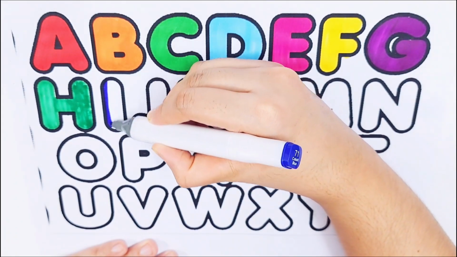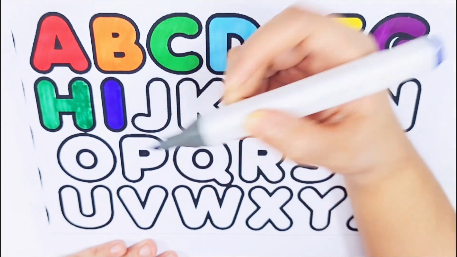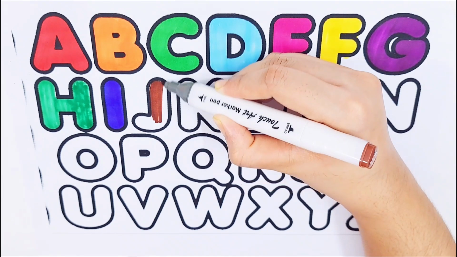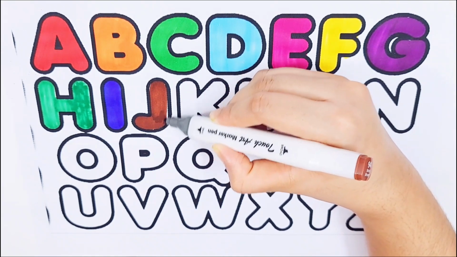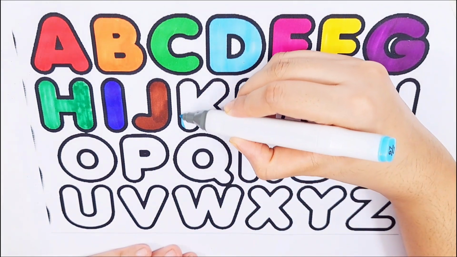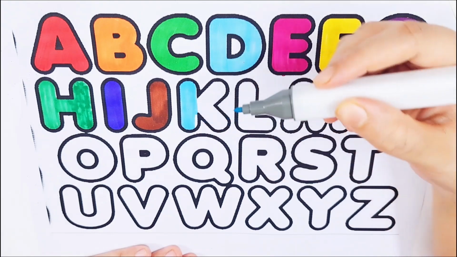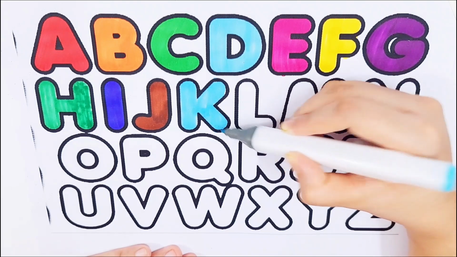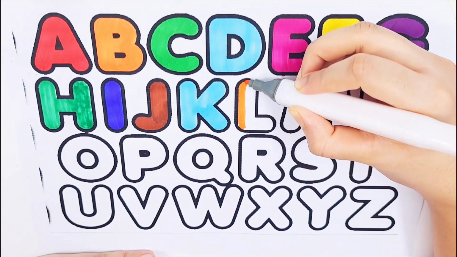Dark blue color. I. I for ice. Brown color. J. J for jam. Sky blue color. K. K for kite. Orange color. L. L for lollipop.